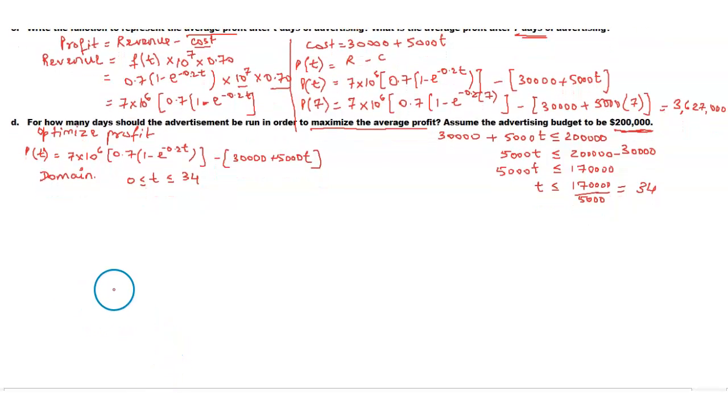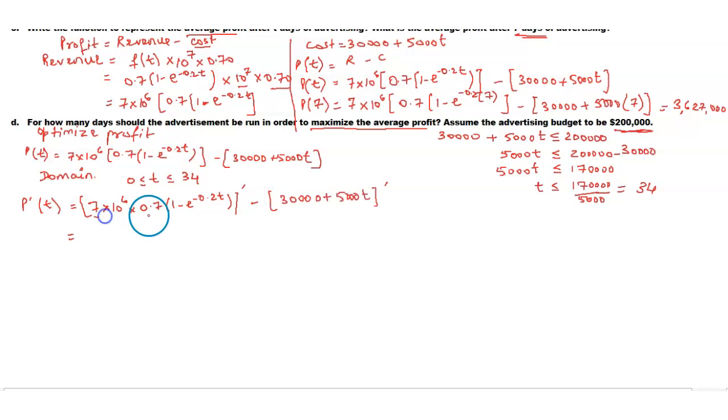the first step for finding maximum profit is we find the derivative of profit. Because there are two terms in the profit equation, we would find the derivative of each term. This is all a constant, so I can write this as 4.9 times 10 to the power 6. I can find the derivative of this is 0 and derivative of this is 5,000.